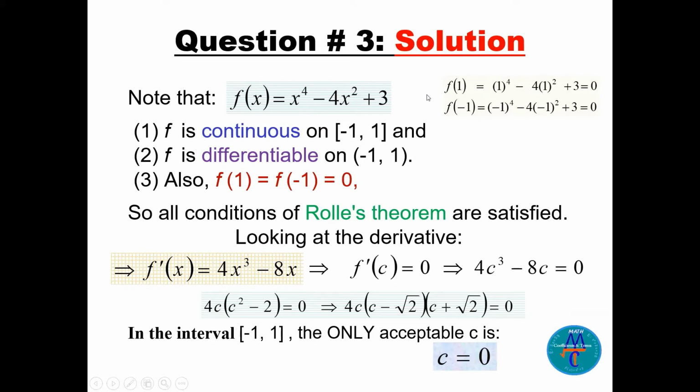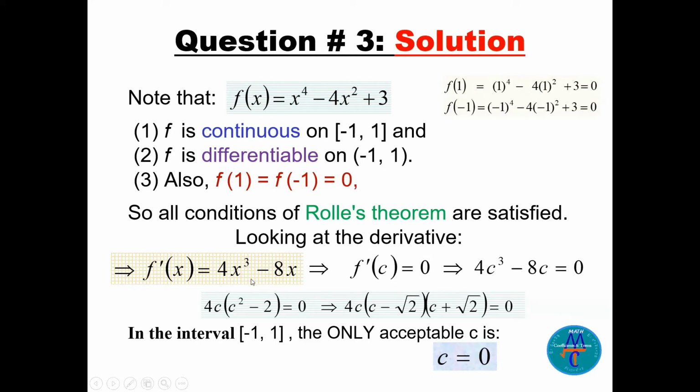F of 1, replace 1 in the function, we get 0. F of minus 1 also, we replace minus 1 in the function, we get also 0. F is continuous on the closed interval and differentiable on the open interval. Also, the images are the same. F of 1 is equal to f of minus 1 equals 0. We have shown that here. So all the conditions of Rolle's theorem are satisfied.